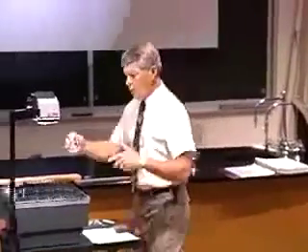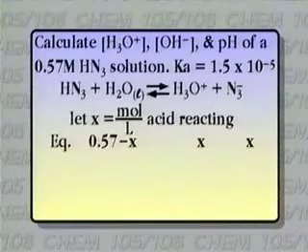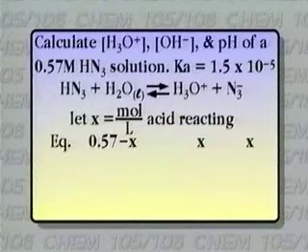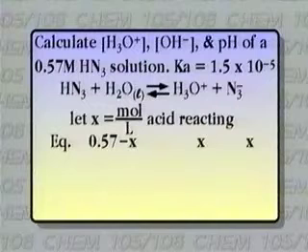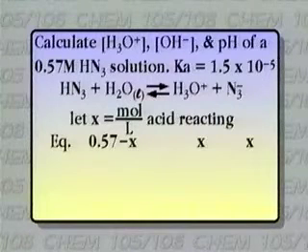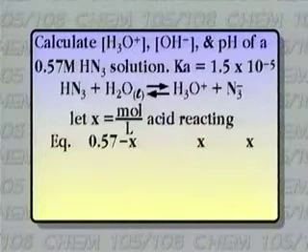And so when we get all done, when this double arrow is established, when we've reached equilibrium, we're going to have 0.57 minus X. That's how much we started with. This is how much reacted. This is how much we have left. Well, you might say, how is that going to help us solve the problem?